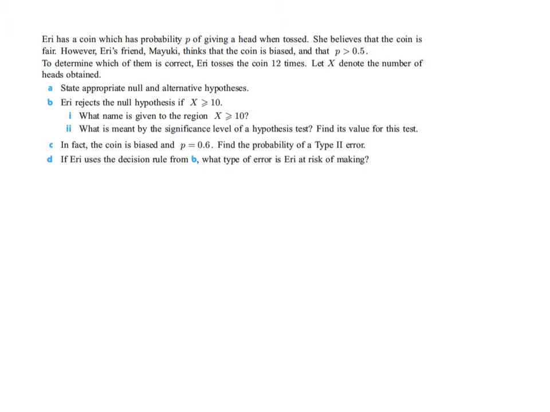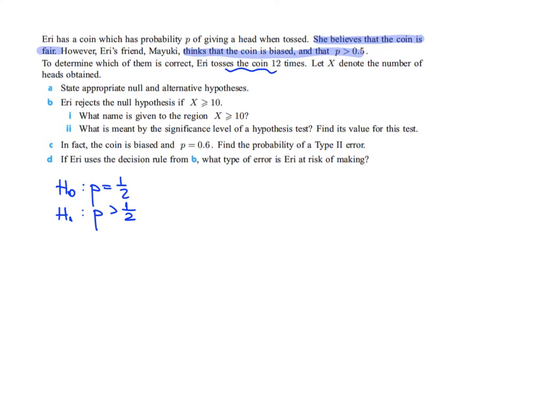Please pause the movie and read this question. Try it by yourself. When I read the question, I extract the important information. That gives me the null hypothesis. Fair coin, probability of getting a head is half. The next bit gives me the alternative hypothesis. So it's a one-tailed test.